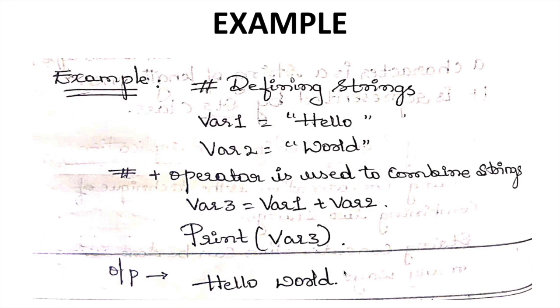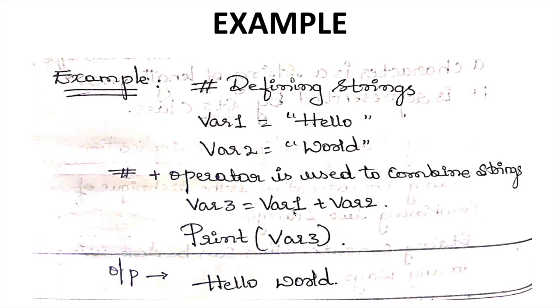Now see, here I'm defining two strings. Hello is one string, word is the second string. You can observe here the strings are enclosed within double quotes. So hello is stored in variable 1, word is stored in variable 2. I'm going to use the plus operator, variable 1 plus variable 2, and store that result in variable 3. Now I'm printing the value of variable 3.